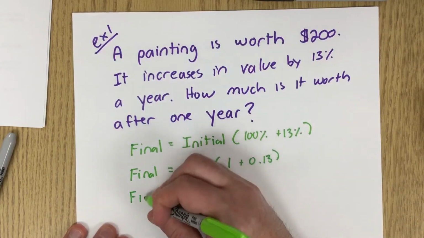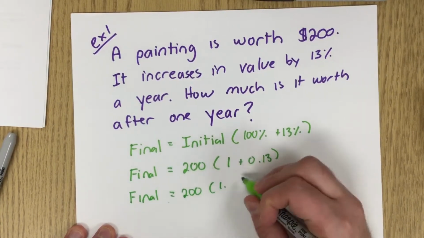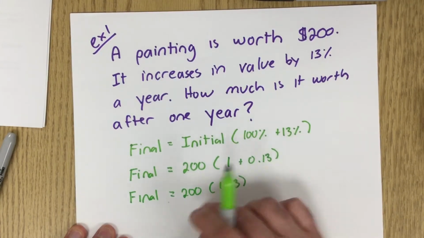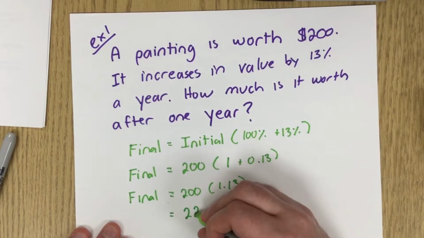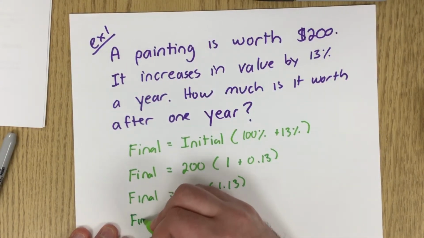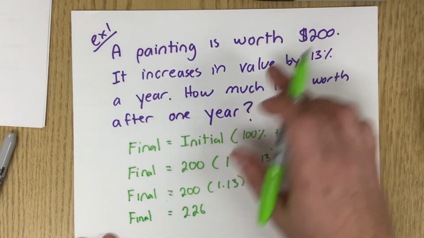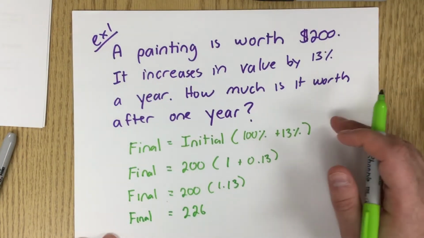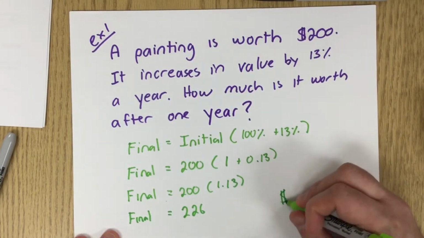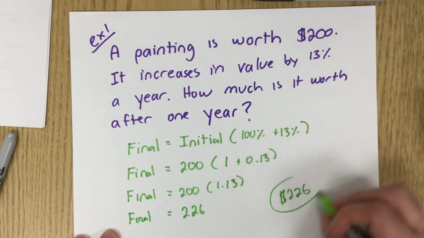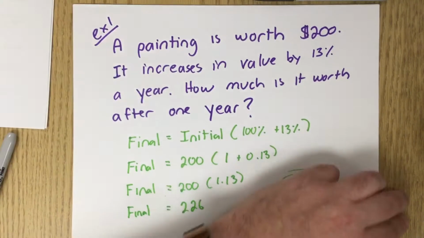So the final value is 200 times 1.13, which is going to be 226. So what we have is, the initial painting was $200, it increases by 13%, and it's worth $226 at the end of 1 year. Well, that's well and good.